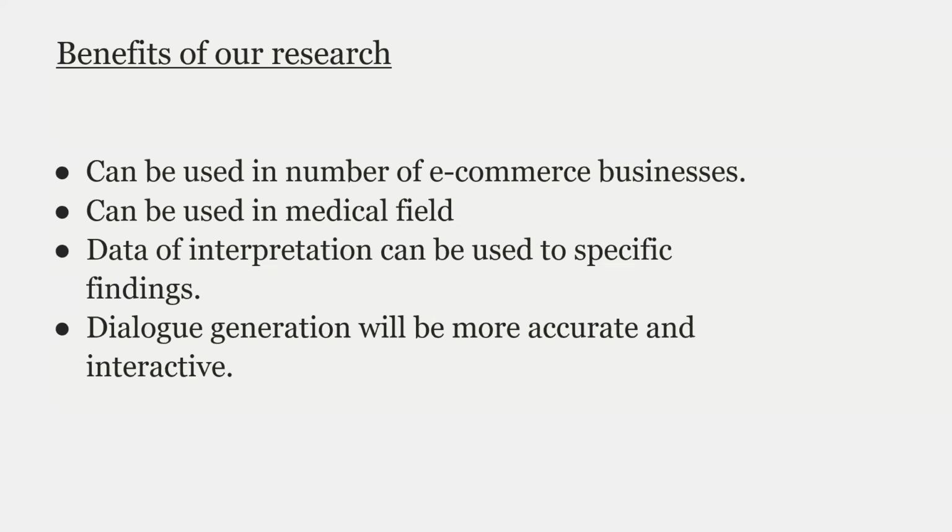And then data of interpretation can be used for specific findings. This means that, let's say in a university, the university wants to know what kind of problems the students are facing. Let's say there's a course X, and the teacher wants to know what kind of exact problems the students are facing. So if our bot is able to break down the individual elements of the text that a student gives, we can use this data as a resource. The teacher can use this data to actually know what problems the students are facing.